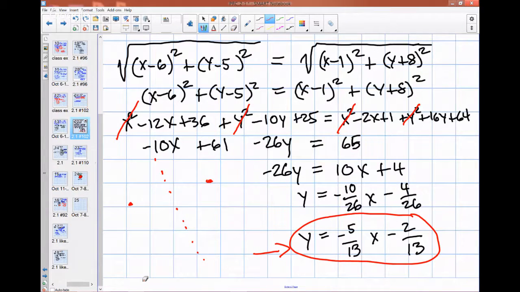So I guess you could say we just pulled back, even though this wasn't about distance, the distance formula came back to play an important role in this problem.